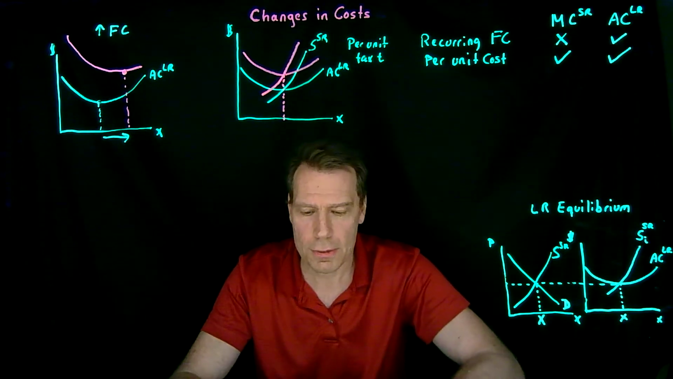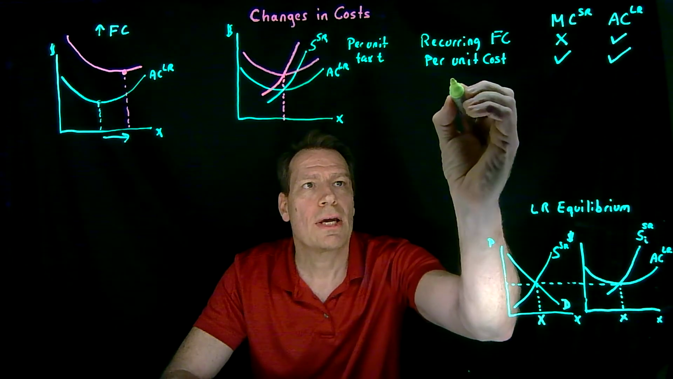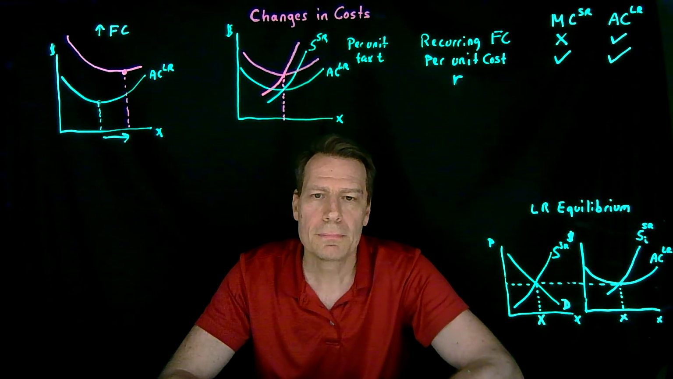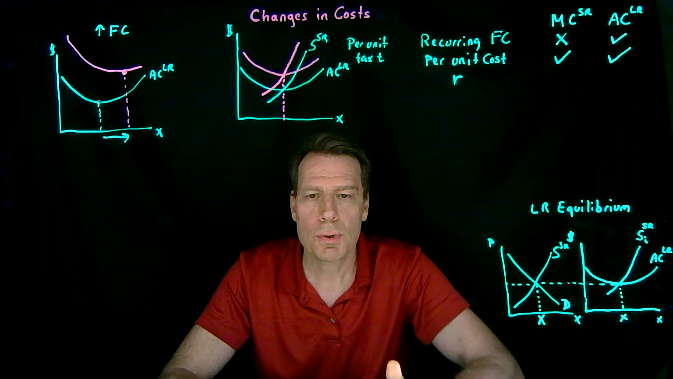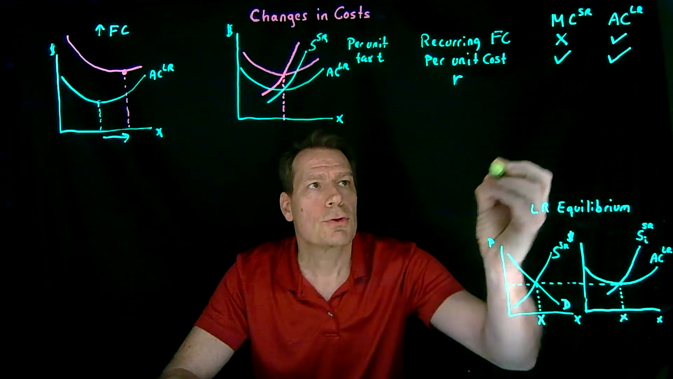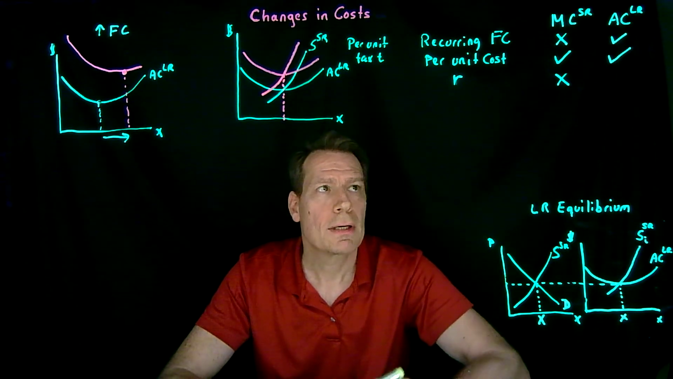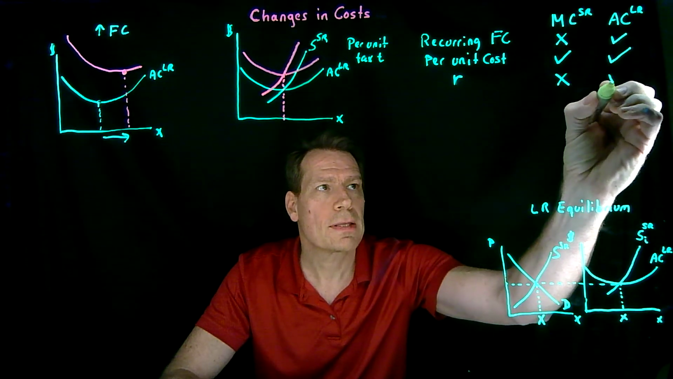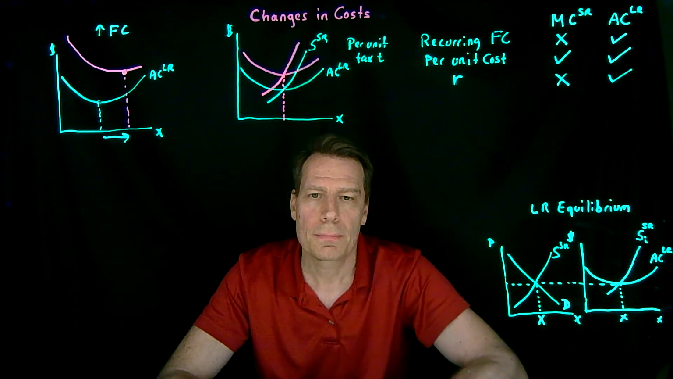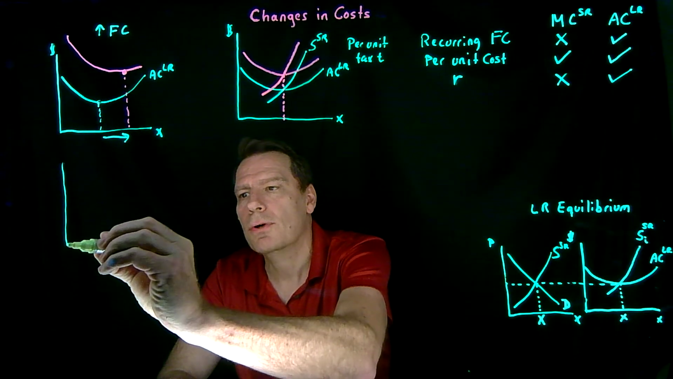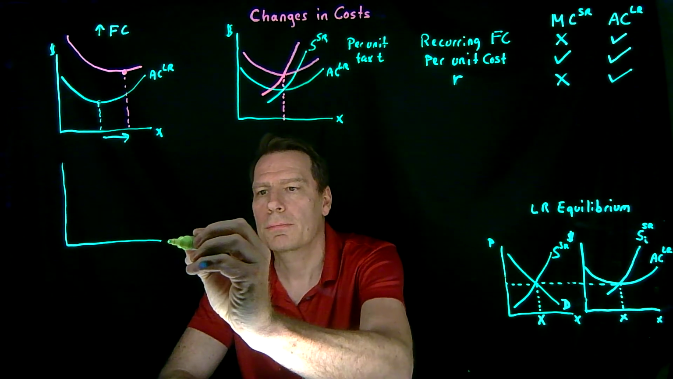A third kind of cost is going to be a change in the rental rate of capital. Now, capital is fixed in the short run, so it's not a short-run marginal cost. So it wouldn't change the short-run marginal cost curve. It'll just change our long-run average cost curve. So if we graph that, we just have to start with our long-run average cost curve.